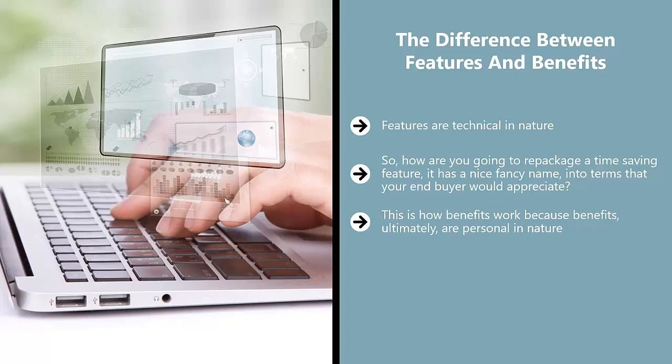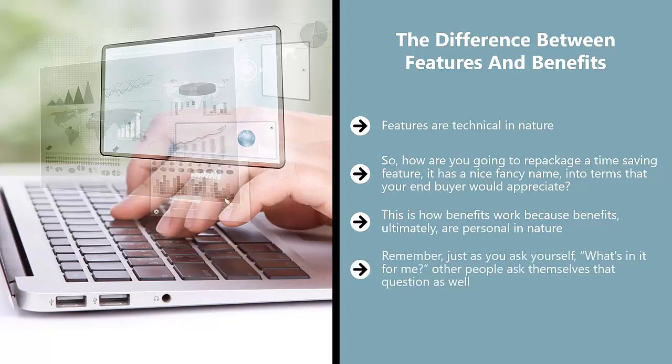This is how benefits work because benefits, ultimately, are personal in nature. Remember, most American consumers couldn't care less about the features or the jargon that are on your sales pages. They care about what's important to them. Remember, just as you ask yourself, what's in it for me? Other people ask themselves that question as well. It is all personal. So, you have to phrase whatever benefits your product brings to the table in those terms. The essence of effective T pages are calls to action.